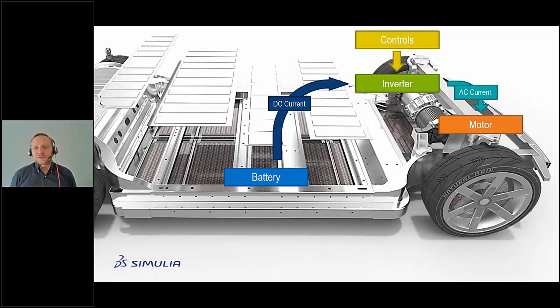you typically have the same type of system for the drivetrain. So you have a battery providing the current, then some cables which route the DC current to the inverter. The inverter converts the DC current to the AC current which is needed by the motor. So you can see here the AC current flowing over a bunch of other cables to the motor, and of course the inverter is controlled using some controls.